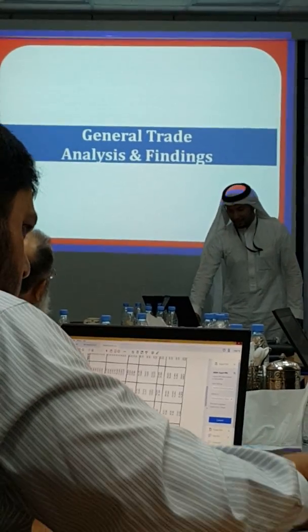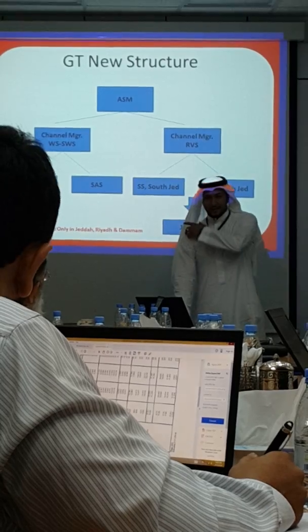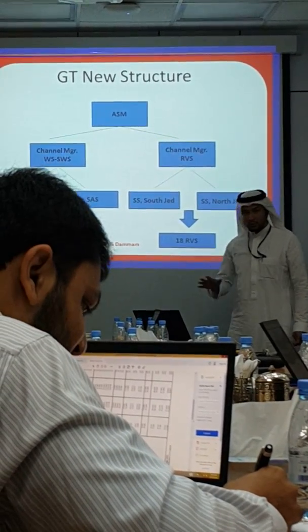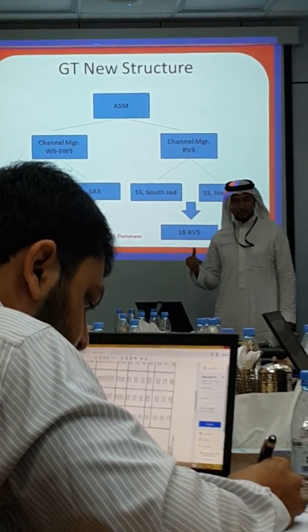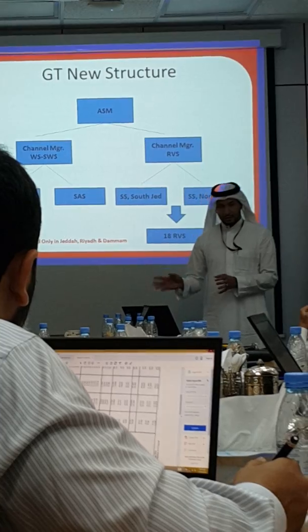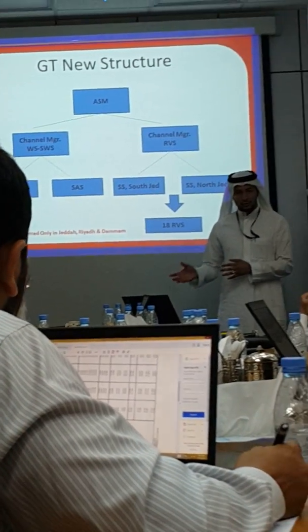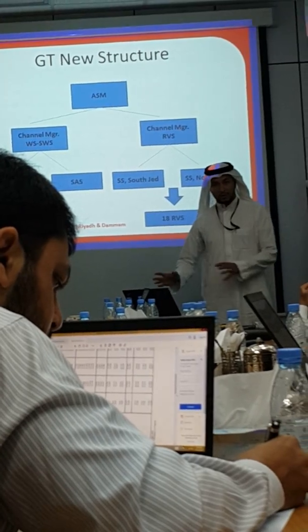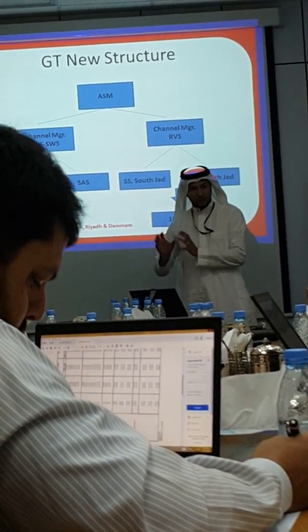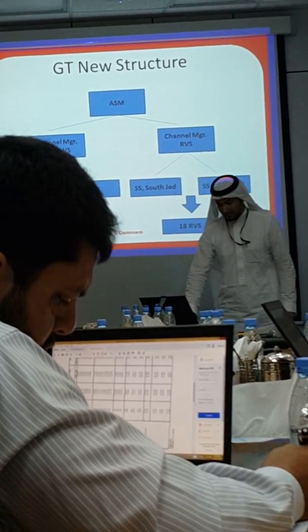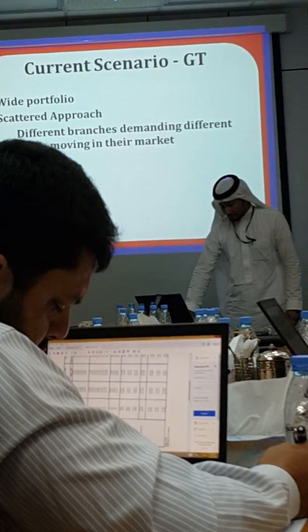Now we go to the general trade analysis and findings. In BU2 general trade we have a new structure which was implemented in December. We are turning to channel-wise. Previously a sales manager would handle both divisions. Nowadays it's implemented that we look channel-wise, so one channel manager is dedicated to the retail base and the other is dedicated to wholesale.